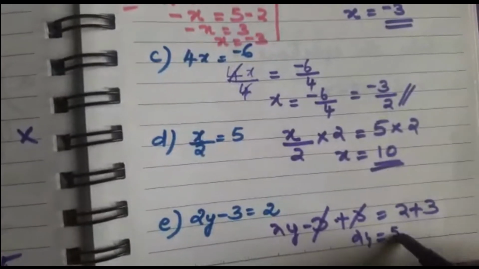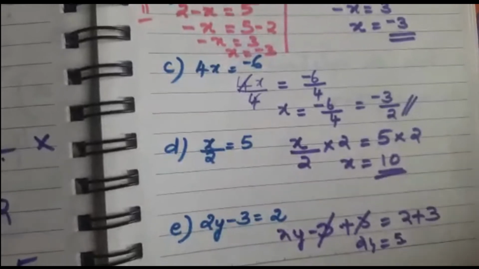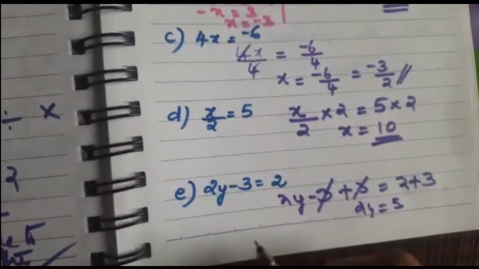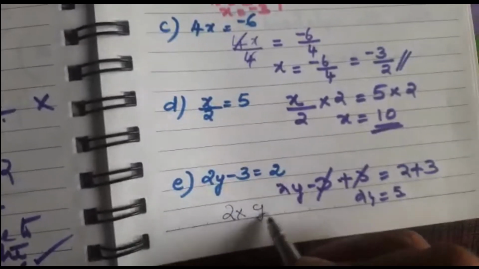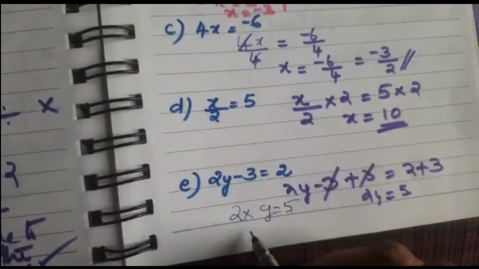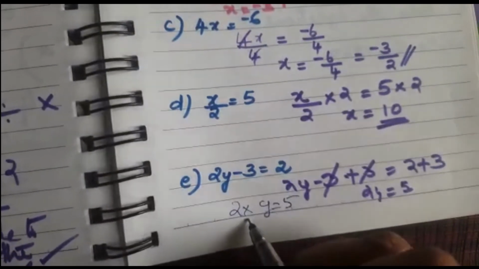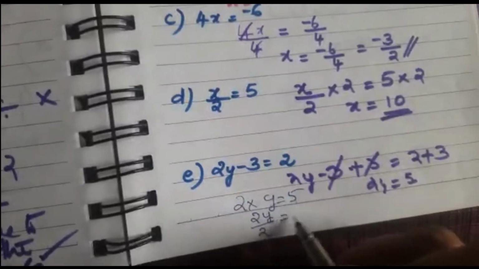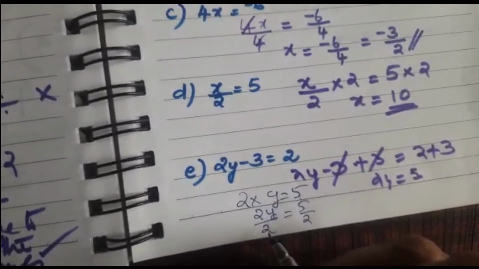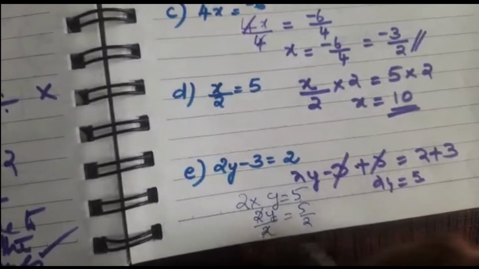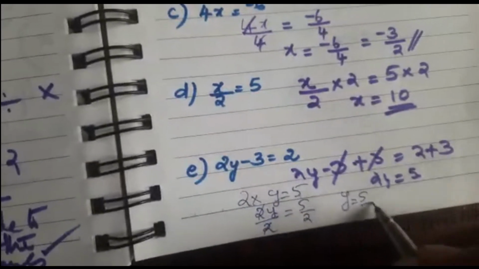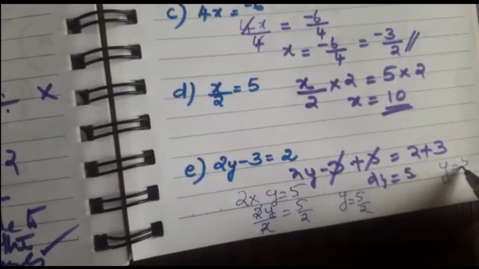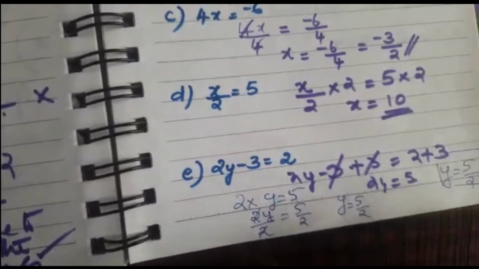Okay, now 2y equal to 5 means, what will you do for that? It is 2 into y, 2 into y equal to 5. So you can divide by 2. So 2y by 2 is equal to 5 by 2. If you divide here on the left hand side, 2 and 2 cancel. So y is equal to 5 upon 2. So what is the answer? y is equal to 5 upon 2 is the answer here.